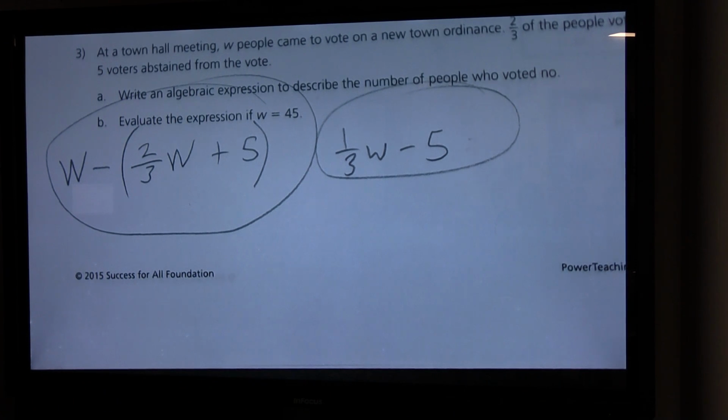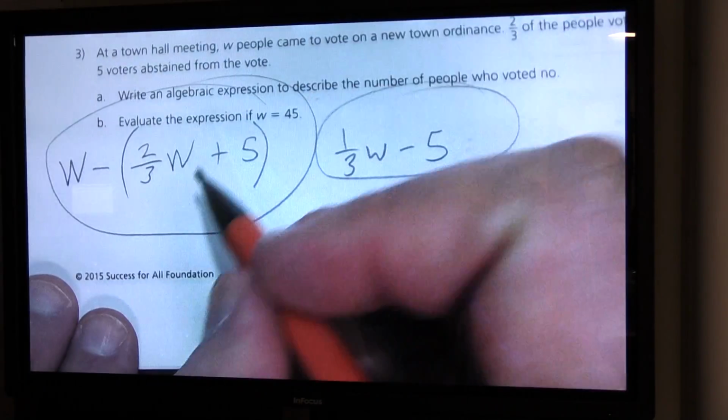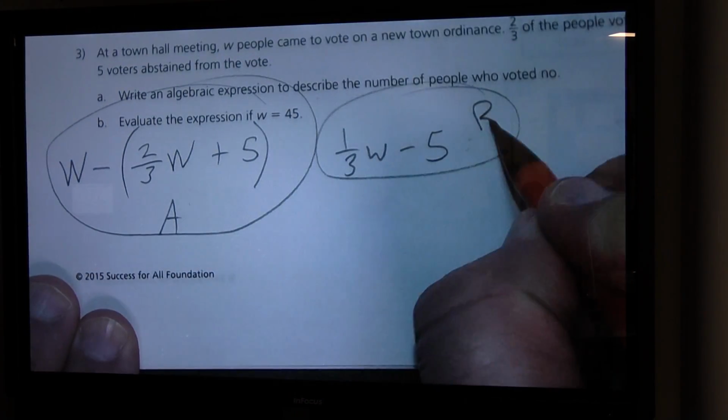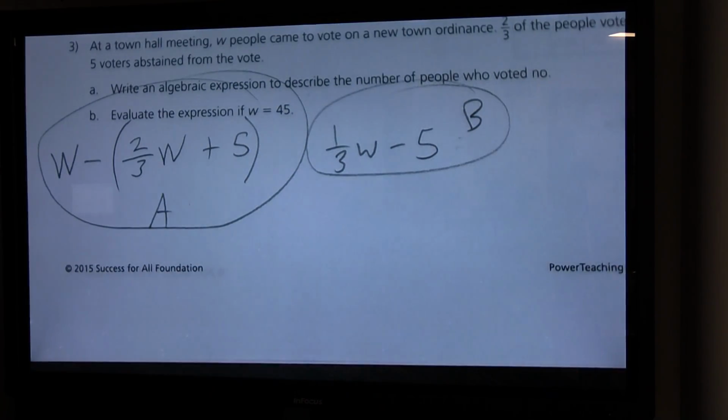How many of you wrote down one of those expressions on your paper? Okay, I'm seeing some hands up. We'll call this expression A, this expression B. How many used expression A? Okay, I see hands. How many said expression B? I see hands for that one. Okay, either one will work.